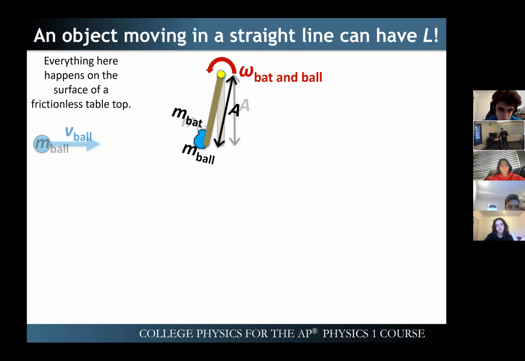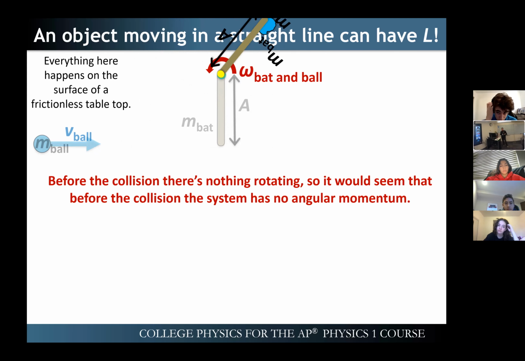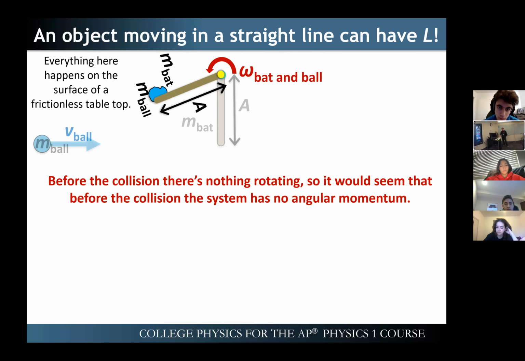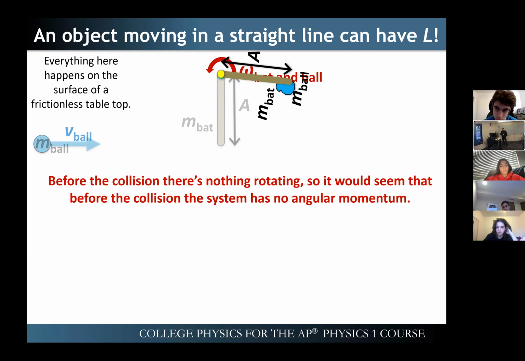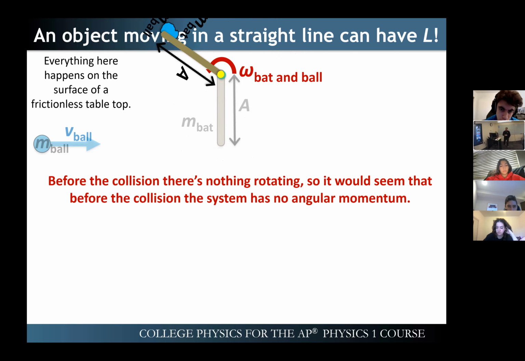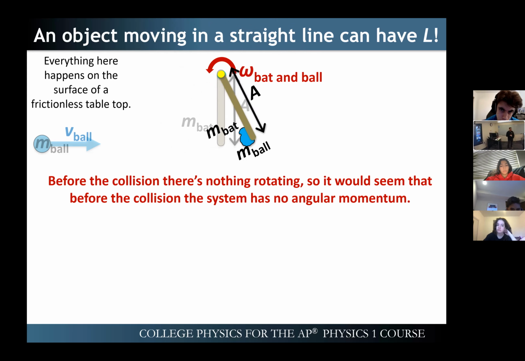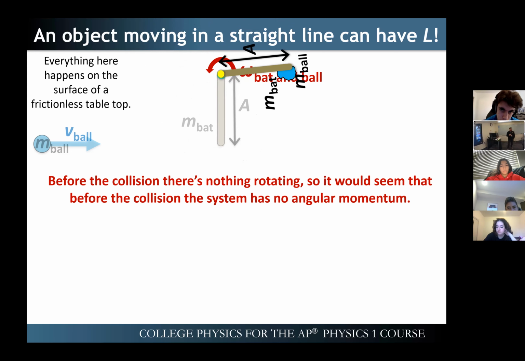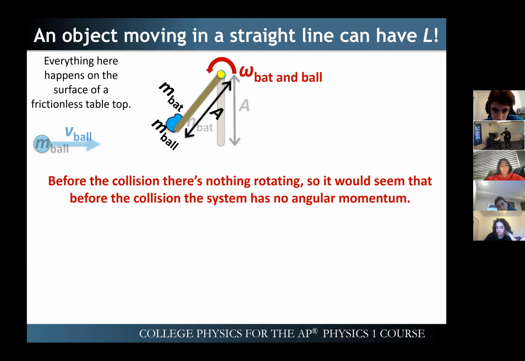Now, here's the question. Before the collision, nothing was rotating. The bat was still, and the ball was moving in a straight line. So it would seem that the system has no angular momentum. How do we know that can't be true? It's spinning now, so it has angular momentum now, but how do we know that it can't be true that it had no angular momentum before?